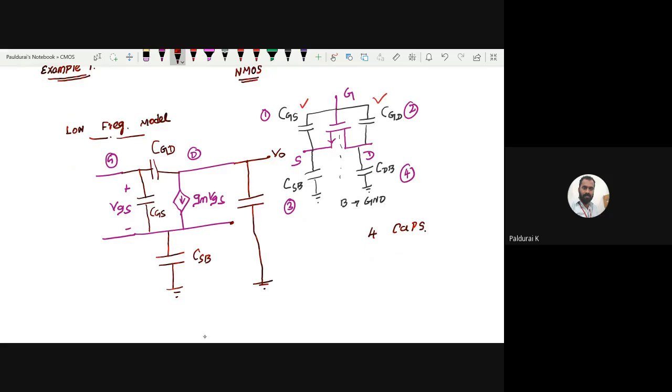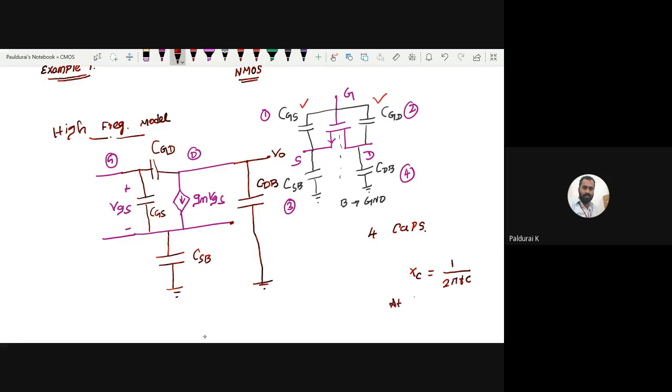And this is my CDB. Now it becomes the high frequency model. This we already discussed even in EC1, fourth unit. So for the low frequency model, we won't consider the capacitor, right? Why? Because the impedance offered by the capacitor is 1 divided by C omega, where omega equals 2 pi F.